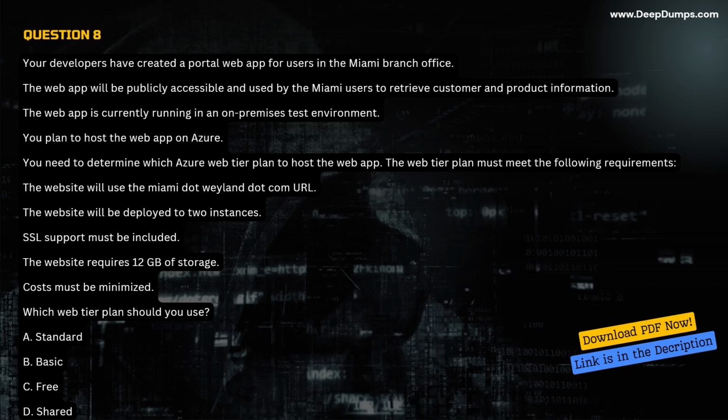The website will use the miami.wayland.com URL. The website will be deployed to 2 instances. SSL support must be included. The website requires 12 GB of storage. Costs must be minimized. Which web tier plan should you use? A. Standard. B. Basic. C. Free. D. Shared. Correct answer is A.